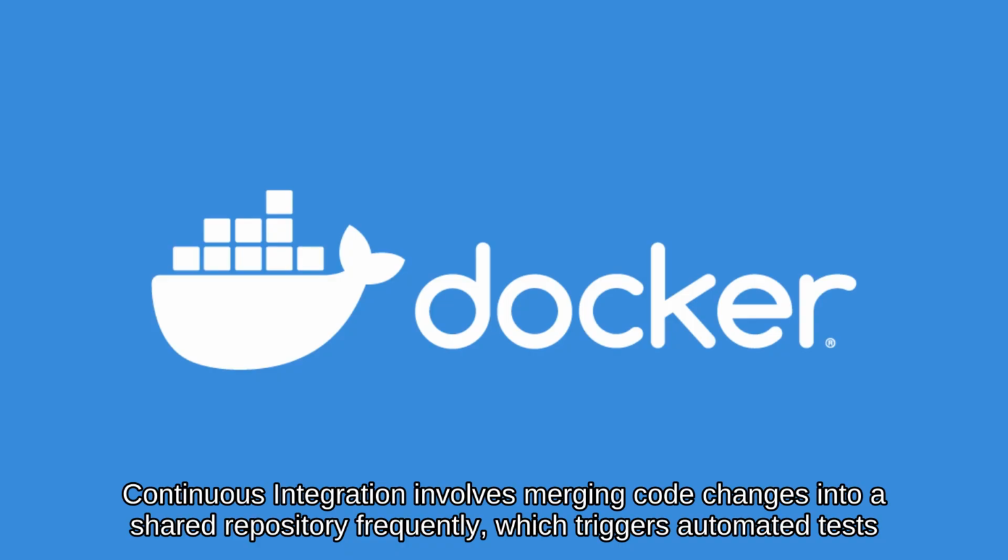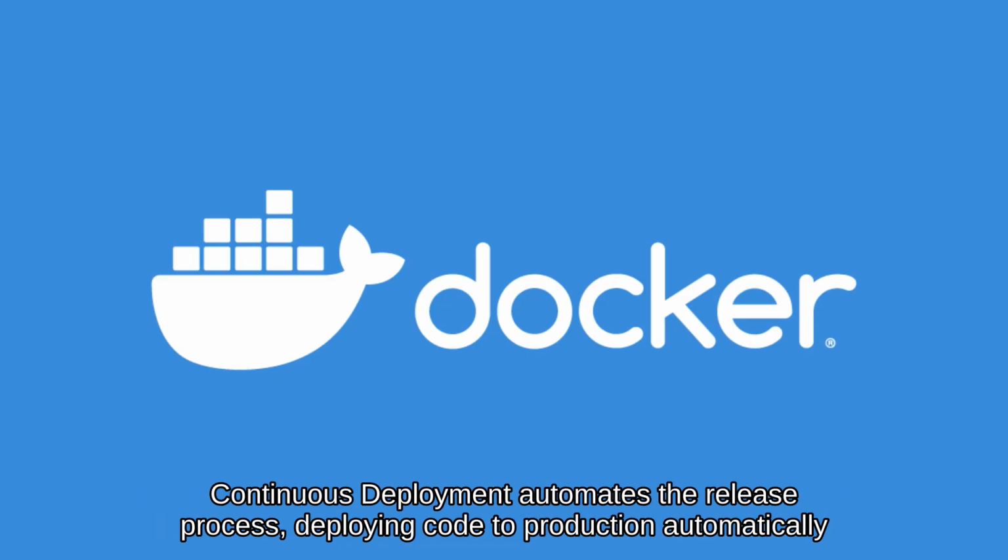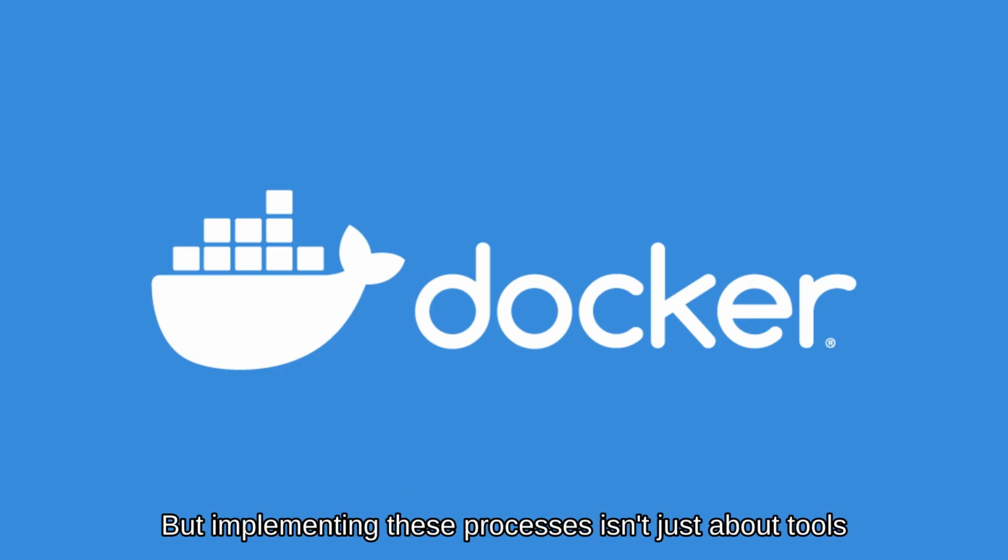Continuous integration involves merging code changes into a shared repository frequently, which triggers automated tests. Continuous deployment automates the release process, deploying code to production automatically.